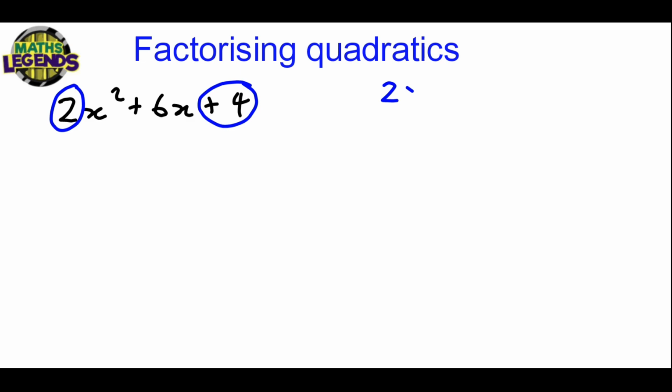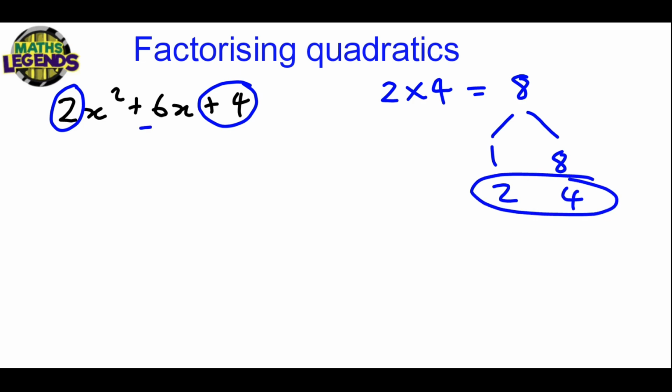So we're going to look at 2 times 4, which is 8, and then we write down its factor pairs. We got 1 and 8. Now the sum of those two is 9, which is not equal to 6. Let's look at another one. So 2 and 4. Now here the sum does equal 6, so we can stop there. So we can rewrite this as 2x squared plus 2x plus 4x plus 4.